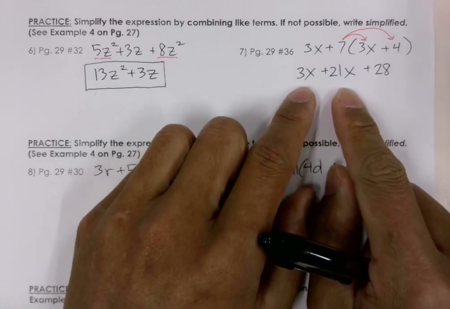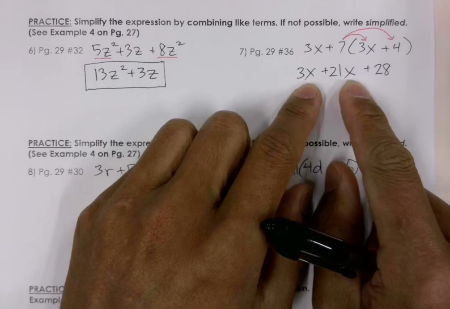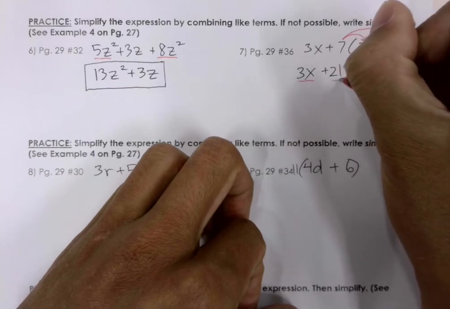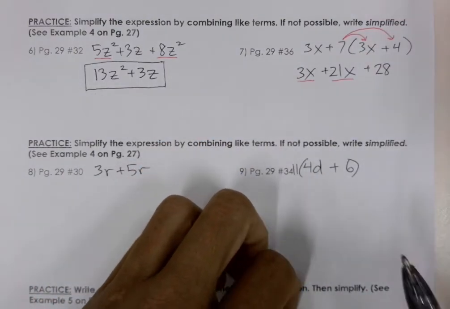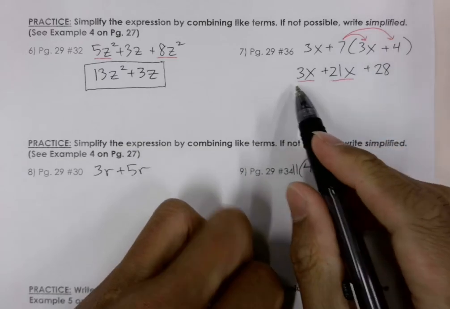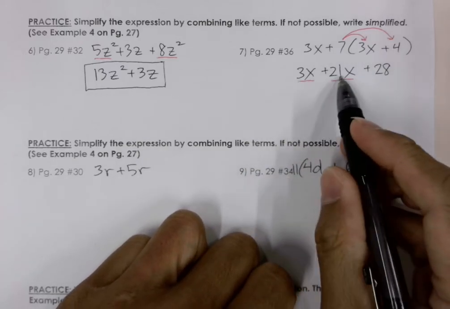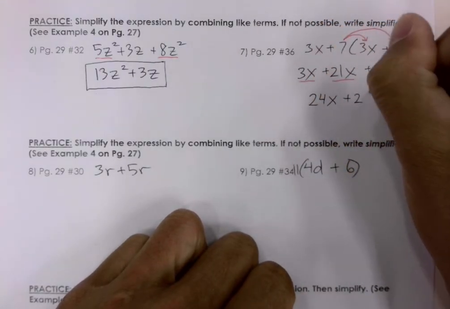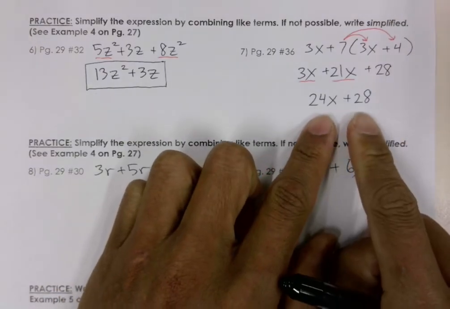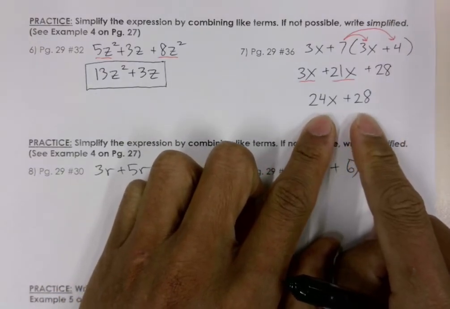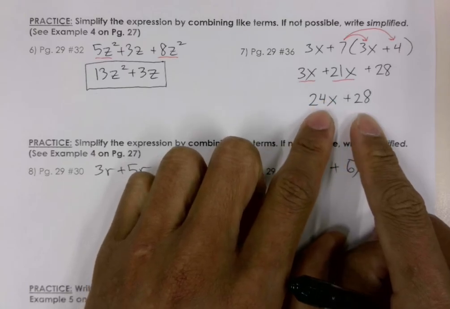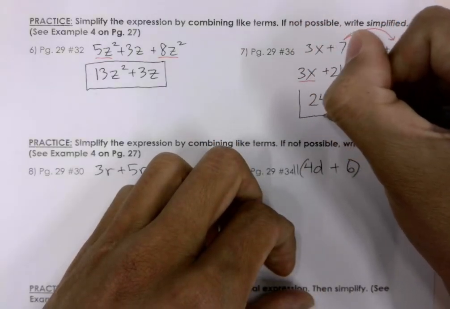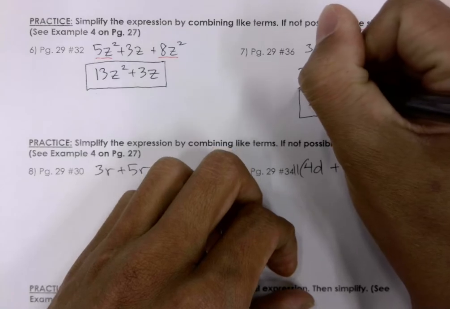Let's take a look at the first two. They both have an x, and they are both to the power of 1. So 3x and 21x are like terms, so we can add their coefficients. We can add the numbers in front of the x, and we'll be left with 24x plus 28. Looking at these two terms, we can see that they are not like terms. The first term has an x, the second term does not have an x. So this expression is simplified, and I'll put a box around it.